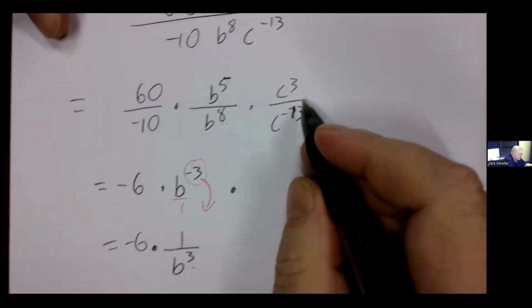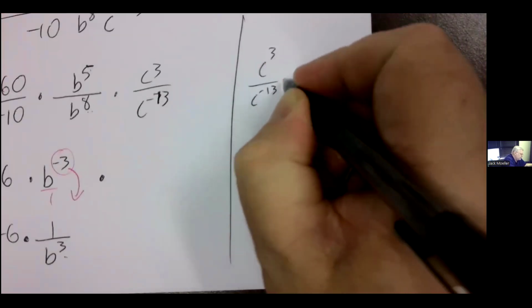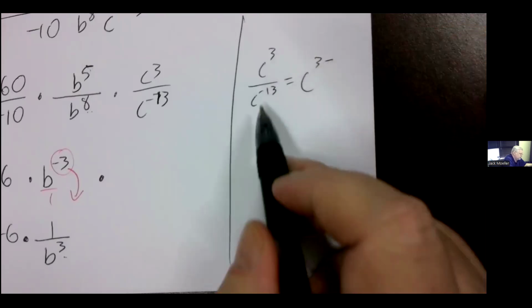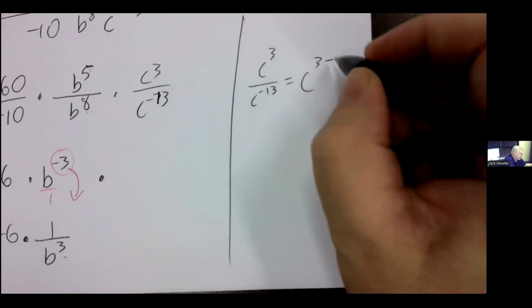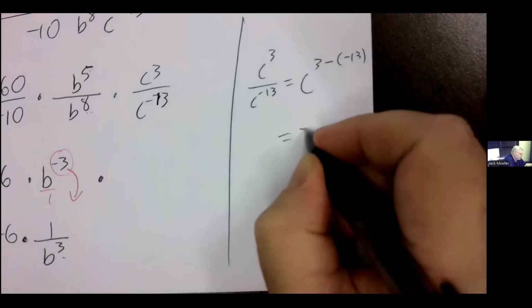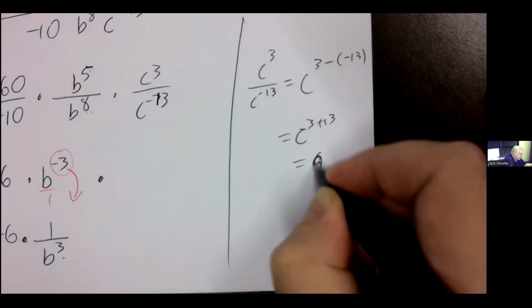Okay. Now over here, let me do this on the side because if you use the division rule that says you're going to subtract the exponents, you have to be careful because that would be 3 minus and then a -13. So there would be a double negative there. So that would be c to the 3 plus 13 or c to the 16.